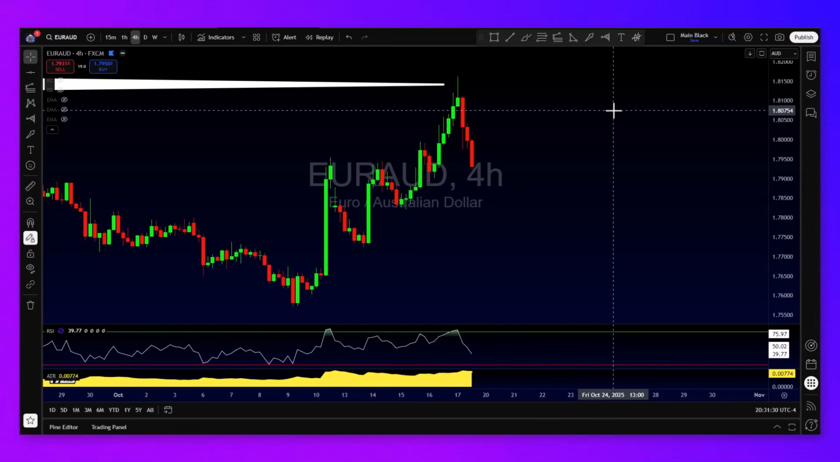It looks like a falling knife. It looks like a runaway train. Oh, Akil, there's 3 red candles in a row and they're so big, they're scary. How can you possibly think about buying? Well, let me tell you how.